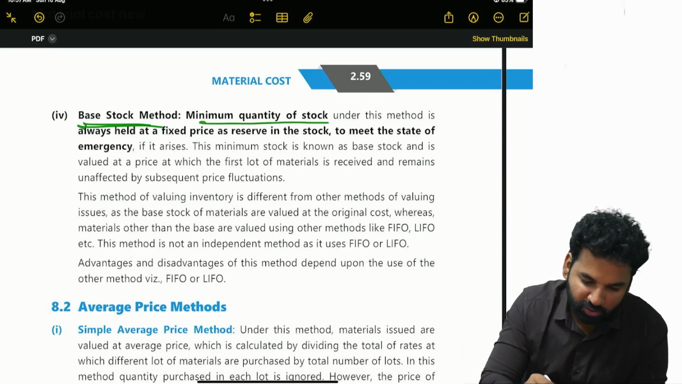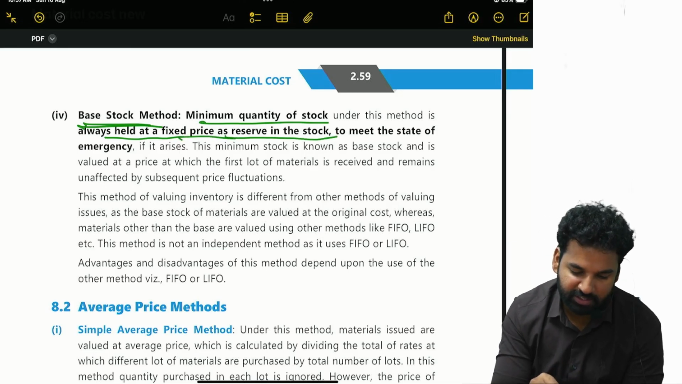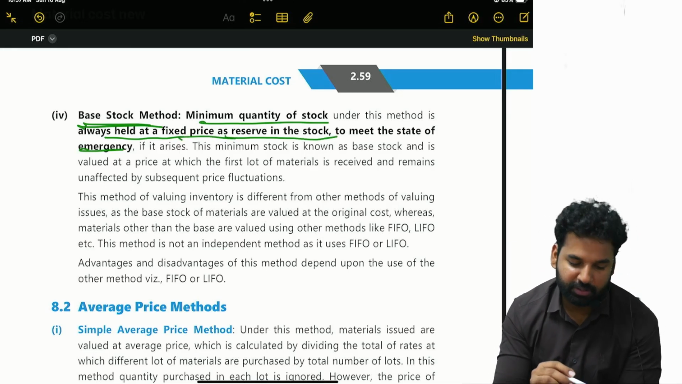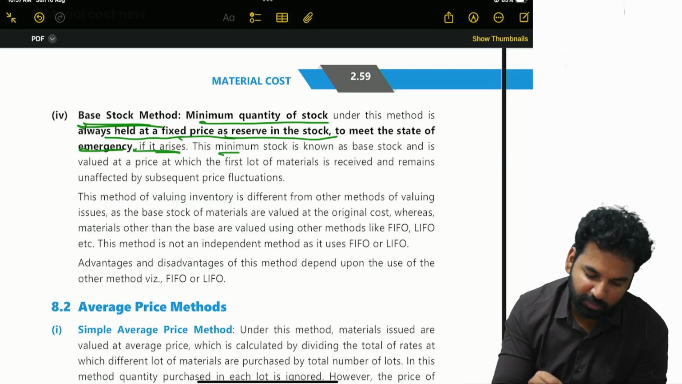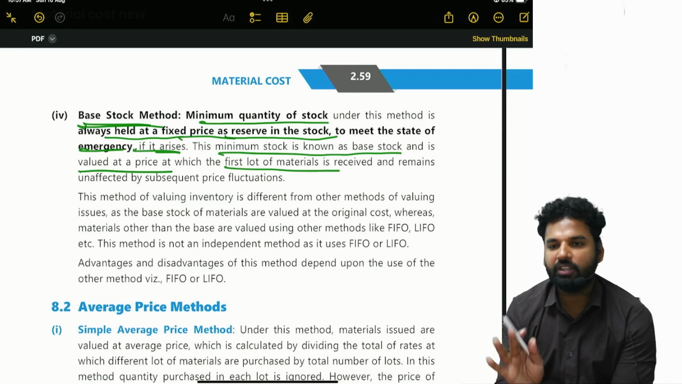Under this method, a minimum quantity of the stock is always held and fixed at a fixed price as a reserve in the stock to meet a state of emergency if it arises. So this minimum stock is known as base stock and is valued at the price at which the first lot of the material is received.